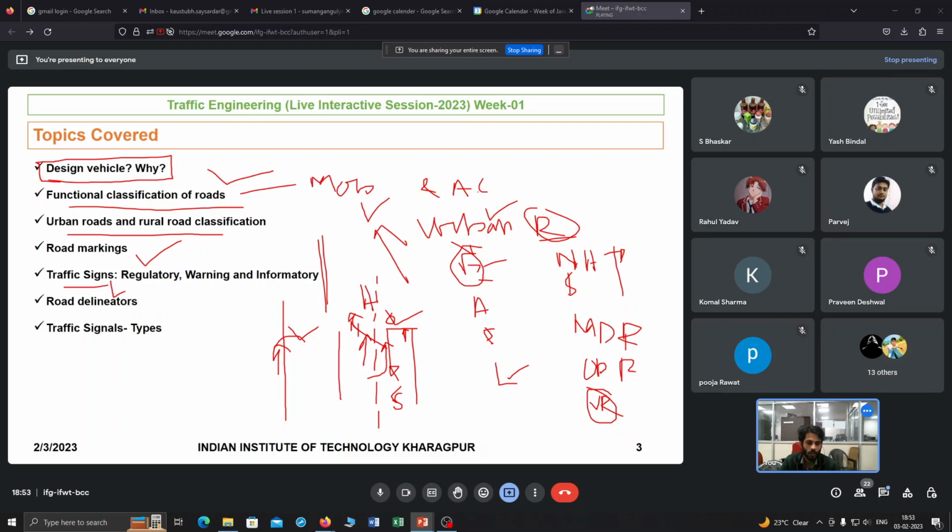Because sometimes you have to install pedestrian signs for them to cross the road, right? Maybe using a cross street. So these are basically regulatory signs, warning signs.